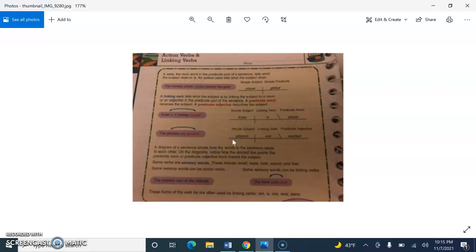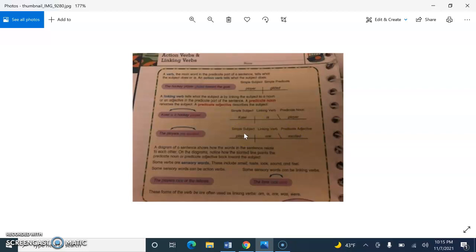Okay, so your second example says the players are excited. So you have excited as a describing word. It's an adjective. So you have players in the simple subject spot, are in the simple verb spot, and then excited because that is a predicate adjective and it goes back.